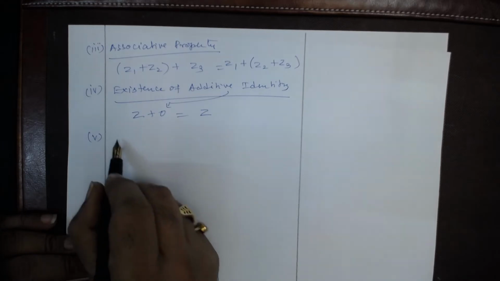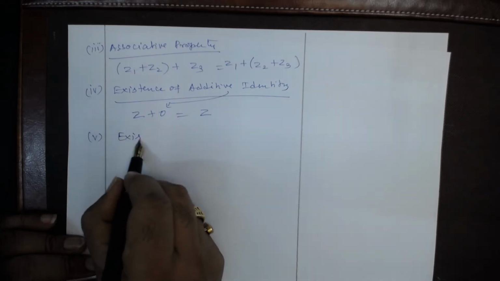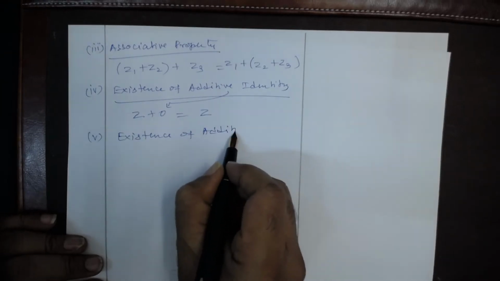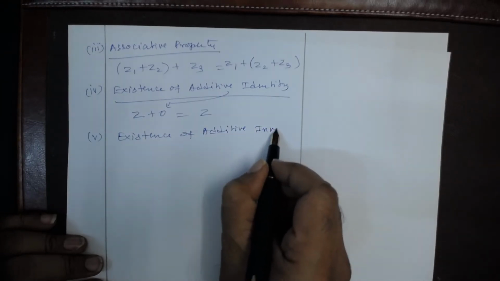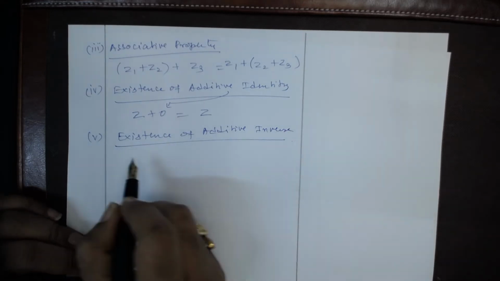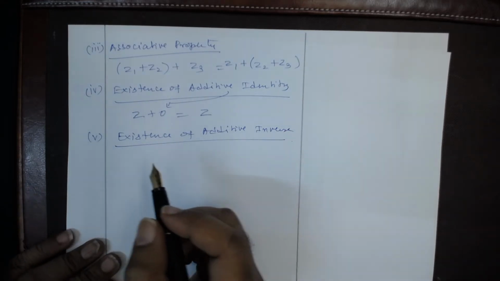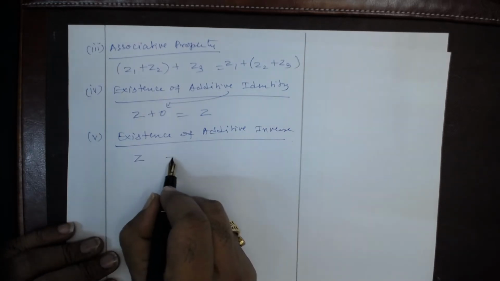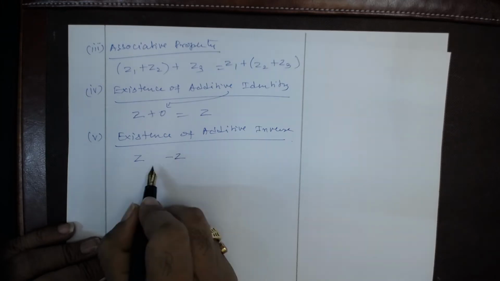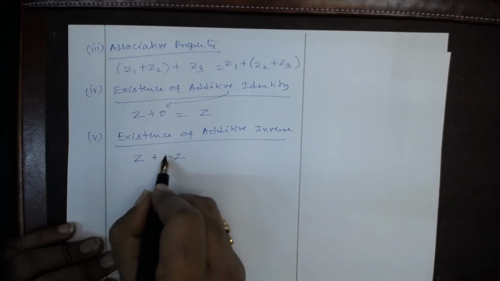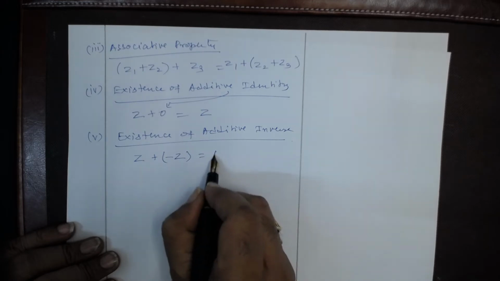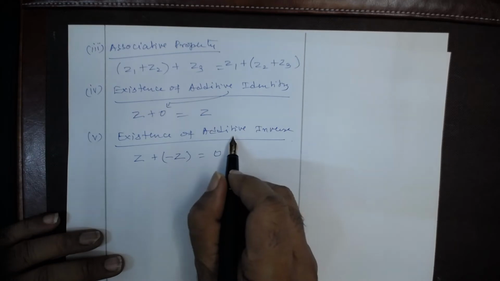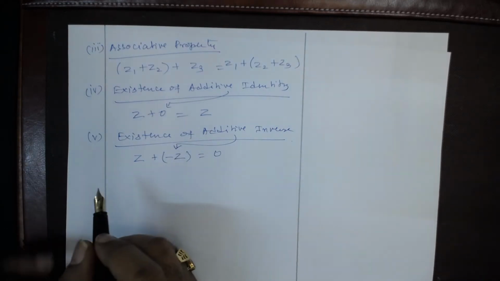Existence of additive inverse. It means if you have a complex number z, and when you add it with minus z, that should result in 0. So it means the additive inverse is nothing but minus z.